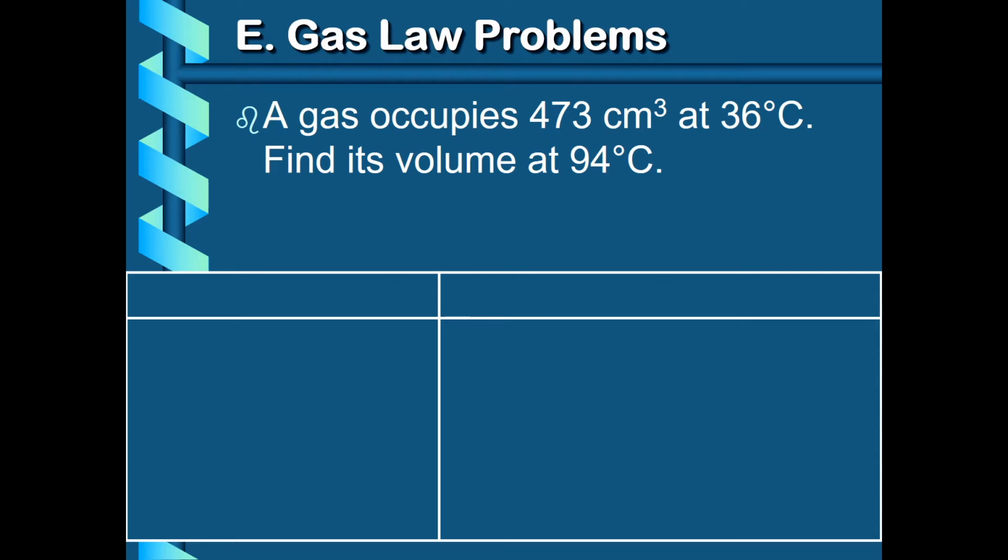So this problem says a gas occupies 473 cubic centimeters. Let me write this down. A gas occupies 473 cubic centimeters at 36 degrees Celsius. Find its volume at 94 degrees Celsius.